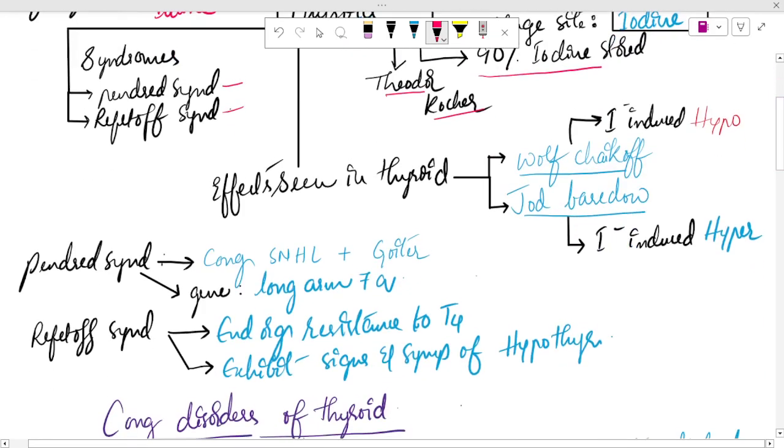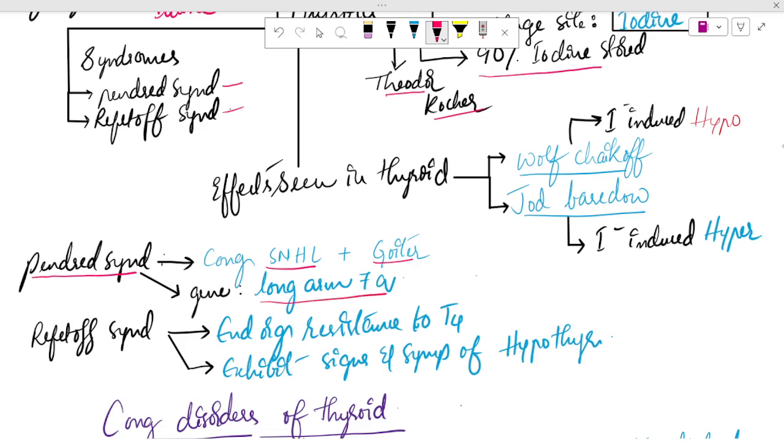What is meant by Pendred syndrome? What are the features observed in Pendred syndrome? Patients affected with Pendred syndrome present with congenital sensorineural hearing loss with goiter. That is defined as Pendred syndrome. And what is the genetic component of Pendred syndrome? That is chromosome 7q, the long arm of chromosome 7, right?